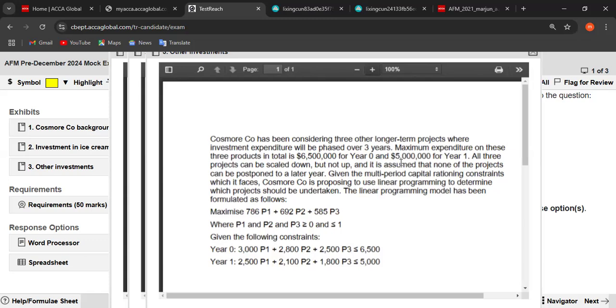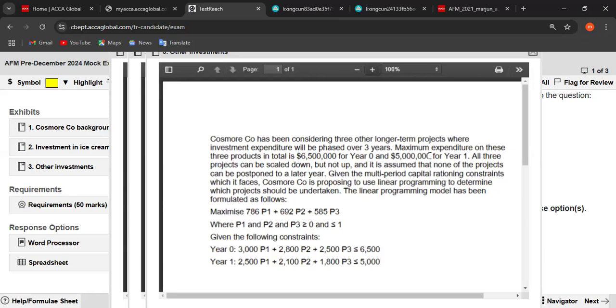But when we have multi-period capital rationing, first try to understand what it means: when the funds are limited for more than 1 year. In the current year you have this constraint, and then for year 1 as well, so this is not a single period. This is multi-period, and the examiner has told you multi-period capital rationing constraints.